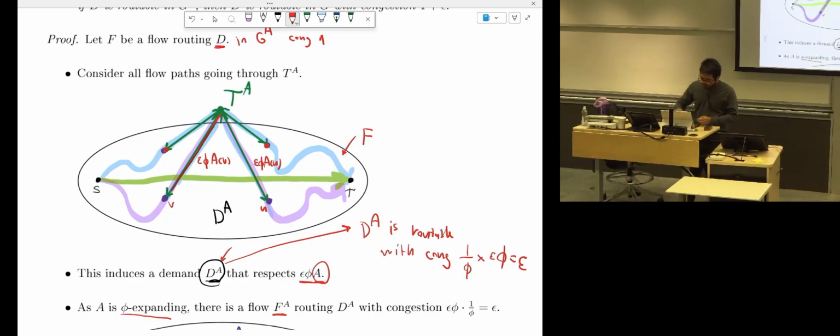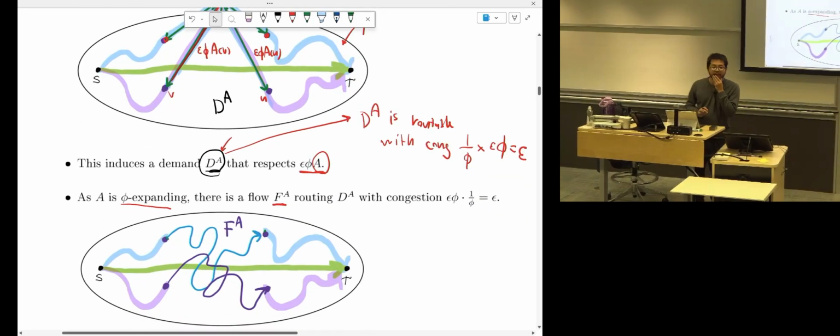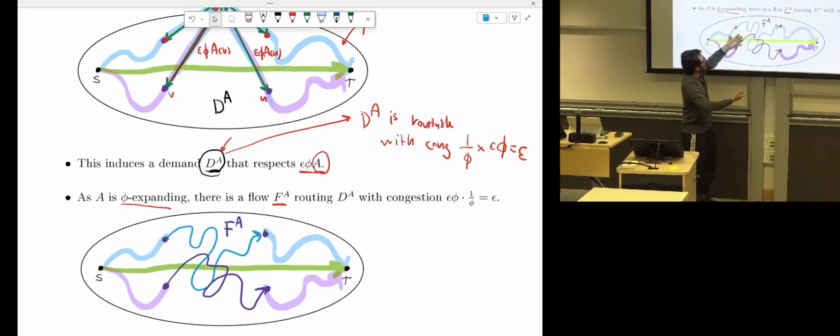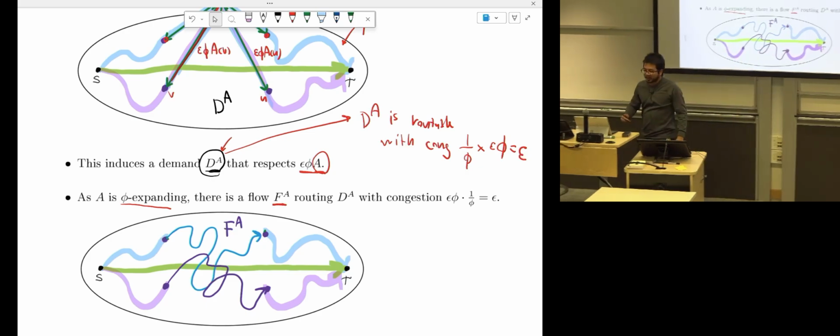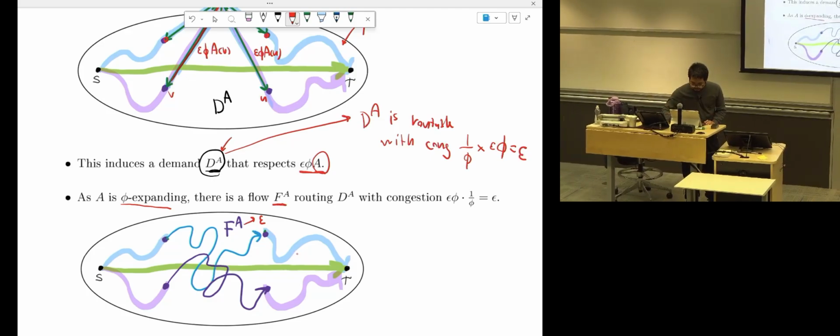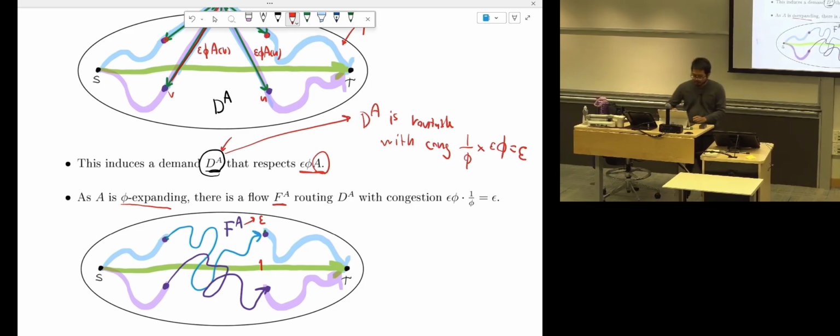So now we basically can route it. We just remove the star, look at the demand that this induces, and then route this demand between A. This thing will have congestion epsilon. The original flow has congestion 1. So you add them together. They can use the same edges, but the total congestion is just 1 plus epsilon.